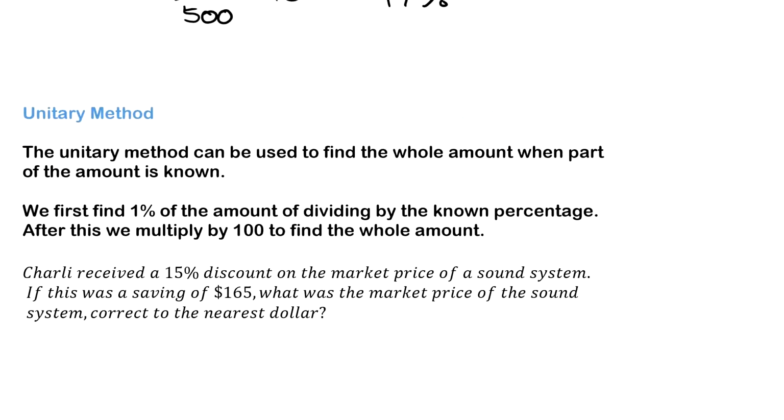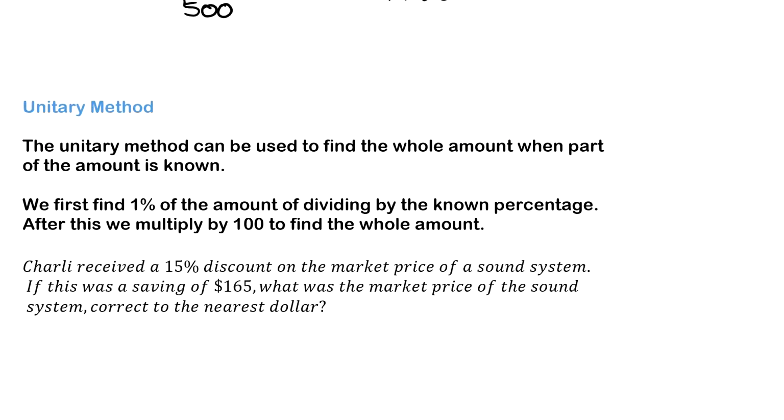And lastly, we're going to look at something called the unitary method. The unitary method is used to find the whole amount when we're only given part of that amount. So for example, we know what 15% of something is. We can use this to find out what the total was, what 100% is. So the first thing you do is you find what 1% is by dividing by the known percentage, and after that you multiply it by 100 to find the new whole amount.